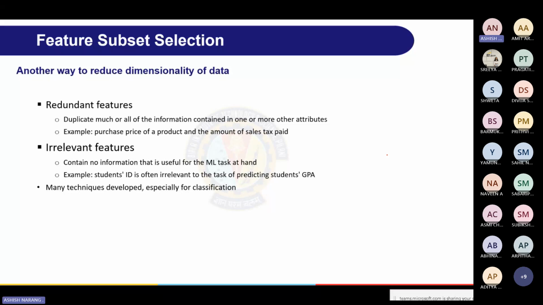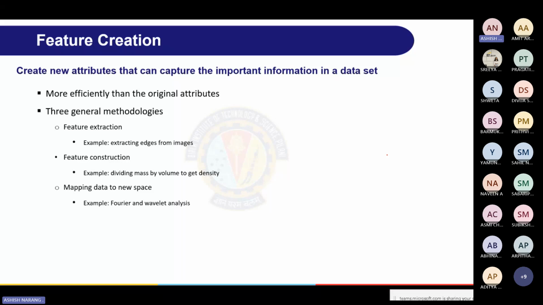Another way we can do is limit the number of features that we want to select, right? I should not include each and every feature in my data set. I can remove certain redundant features. I can remove certain irrelevant features which are not required, and then of course reduce my data set and dimensions. I can create new features that are important and maybe much more efficient than the original attributes. These are the three things we have talked about: feature extraction, feature construction, and mapping data to a new space using some transformations like Fourier or wavelet analysis.